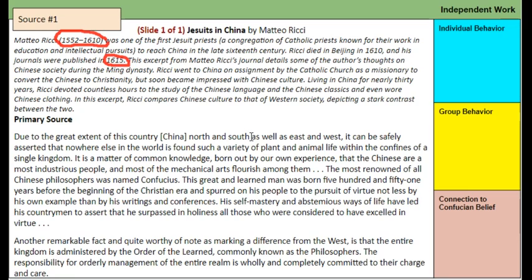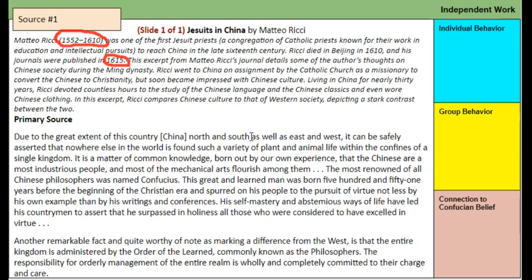Ming Dynasty. Ricci went to China on assignment by the Catholic Church as a missionary to convert the Chinese to Christianity. Okay, he's a missionary, so he does not exactly agree with Confucianism. But when he first came, he soon became impressed with Chinese culture. Living in China for nearly 30 years, Ricci devoted countless hours to the study of Chinese language and Chinese classics, and even wore Chinese clothing.